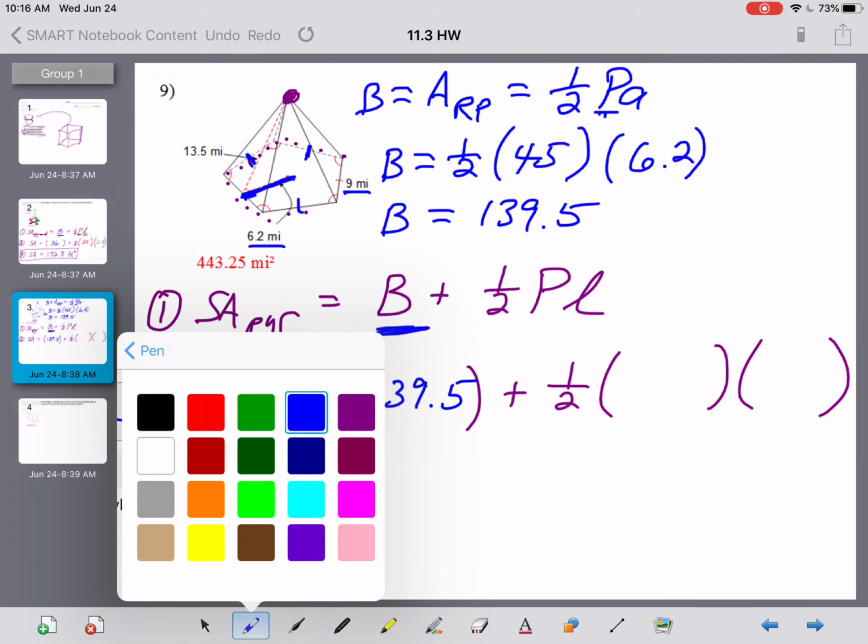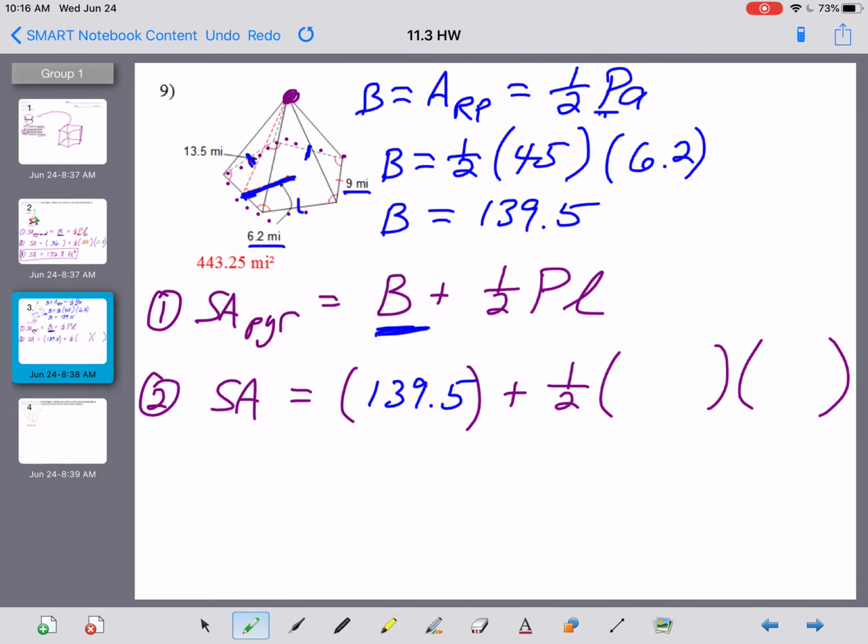Let me switch up my colors a little bit. I'll do green first here. All right, so capital P, the perimeter of the base. Well, we got the same information here just a second ago. That base has 5 congruent sides. Each one of them is 9 miles.